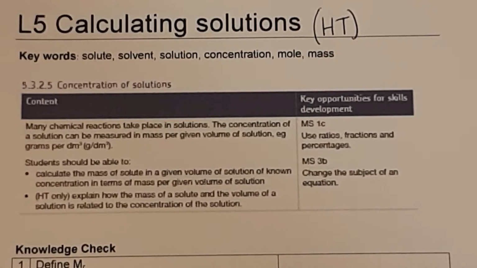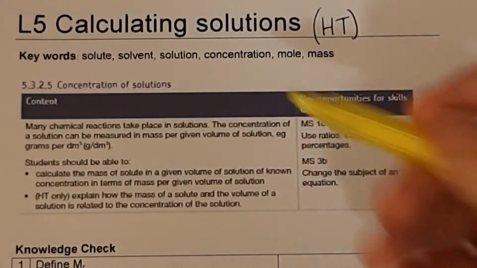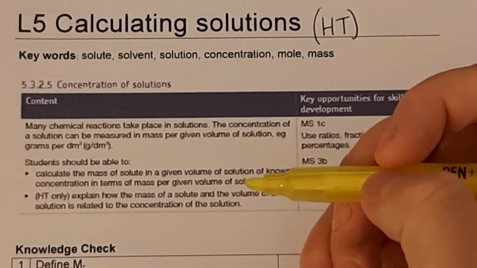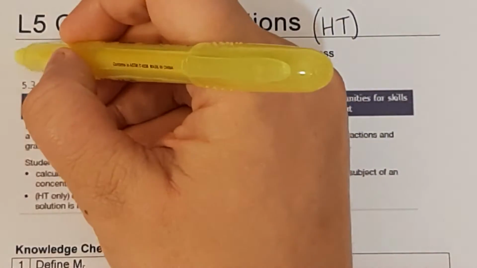Welcome to GCSE Quantitative Chemistry with Mrs. Castanera. This is lesson 5 and this is a higher tier content lesson. So only higher tier students should be completing this lesson. Now our keywords today are solute, solvent, solution, concentration, mole and mass.